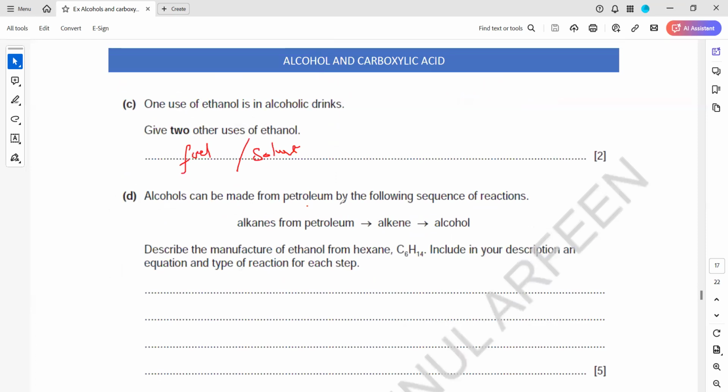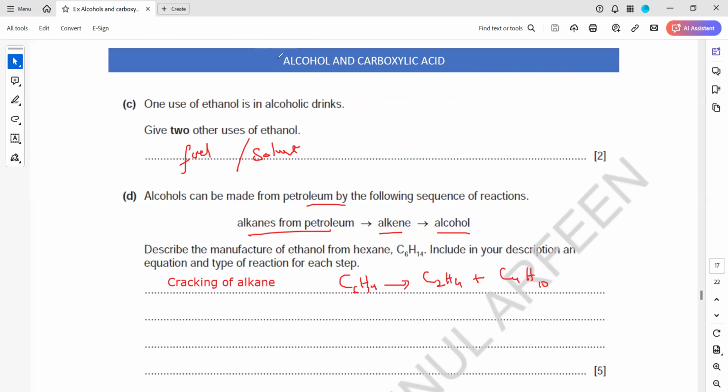Alcohol can be made from petroleum. So alkanes from petroleum give alkenes and alkenes turn into alcohol. Describe the manufacture of ethanol from hexane. Include in your description the equation and the type of reaction for each stage. So we want to produce ethanol from hexane. First we do cracking. Cracking of hexane: hexane is C6H14. As a result, it will produce ethene C2H4 and C4H10.